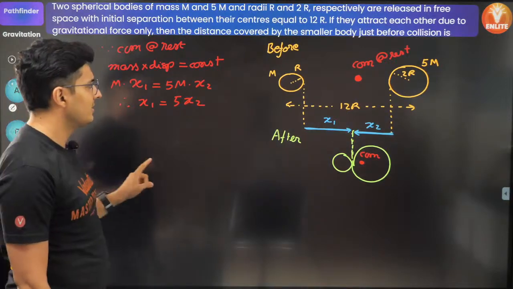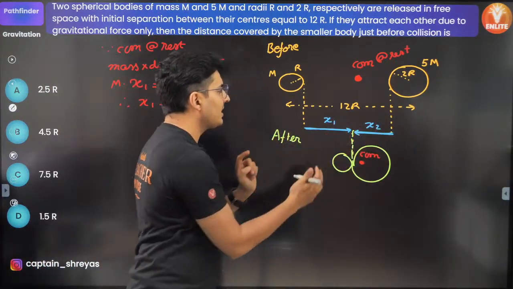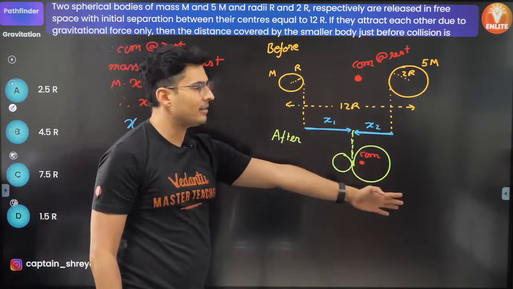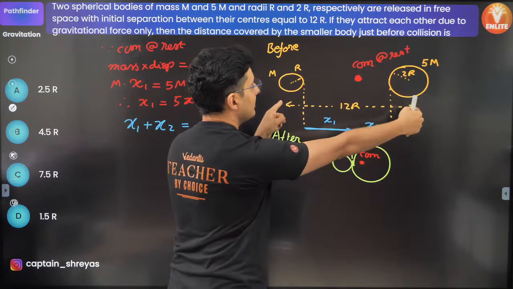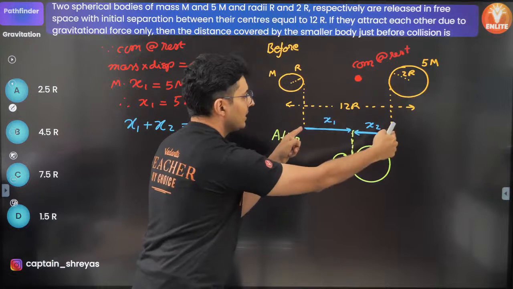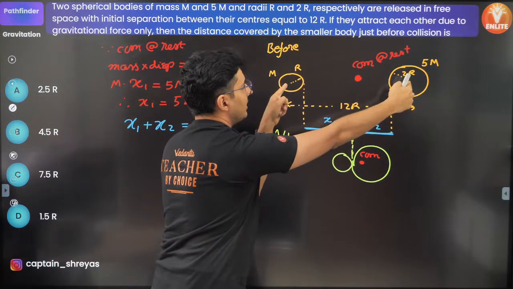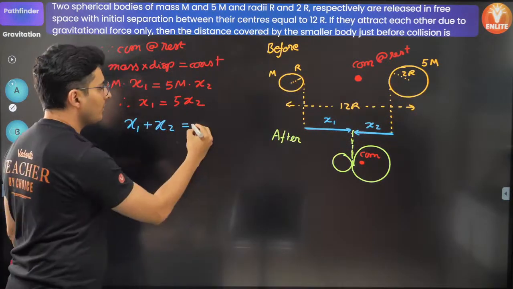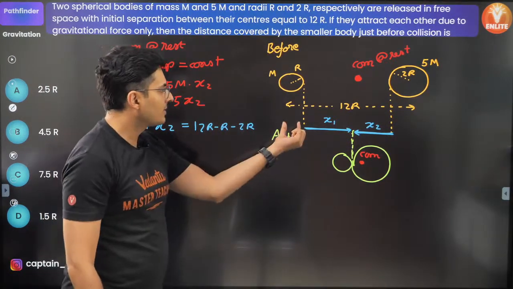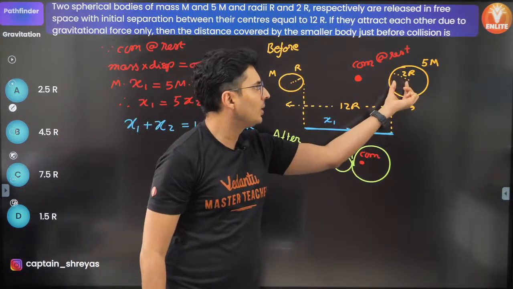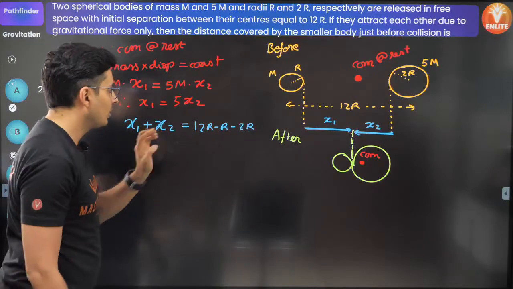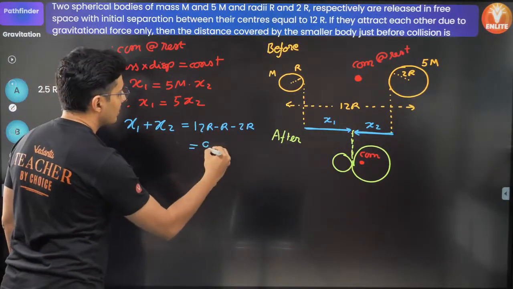Another thing which you will notice is that this distance x1 plus x2 is something. What will be x1 plus x2? Just see this geometry, you will understand. This blue length is the total length center to center minus 2r minus r. So it will be nothing but 12r minus 2r. This much is r, this much is 2r. This total center to center was 12r. So subtract the 2 radii from 12r. So this will be nothing but 9r.